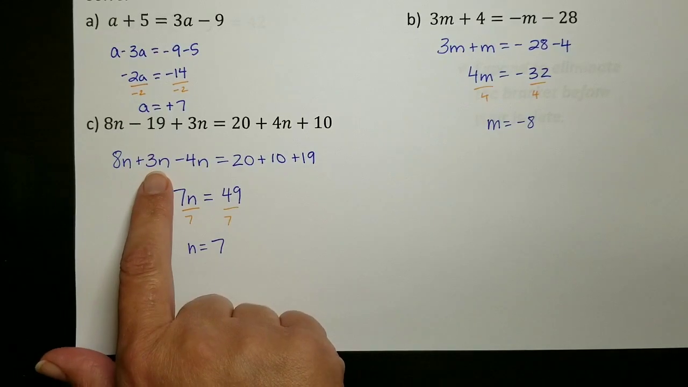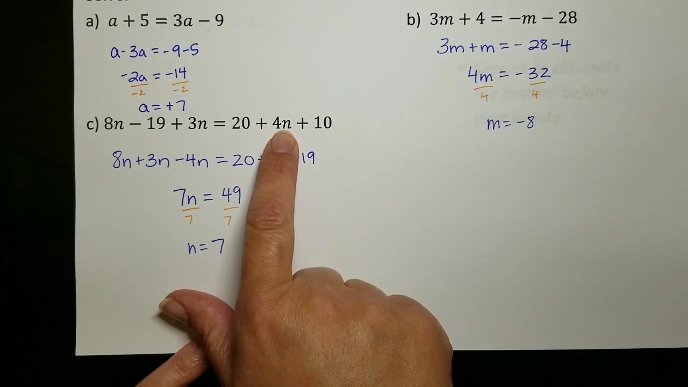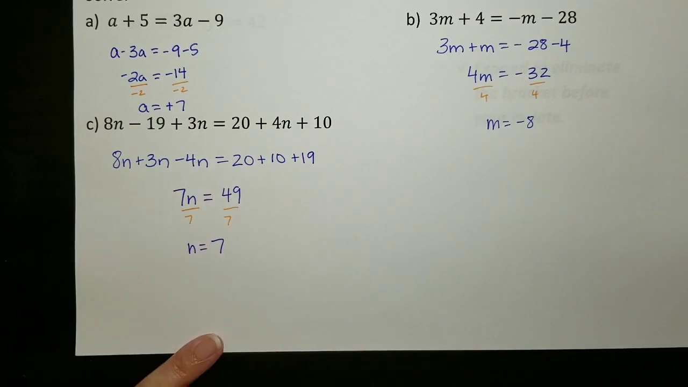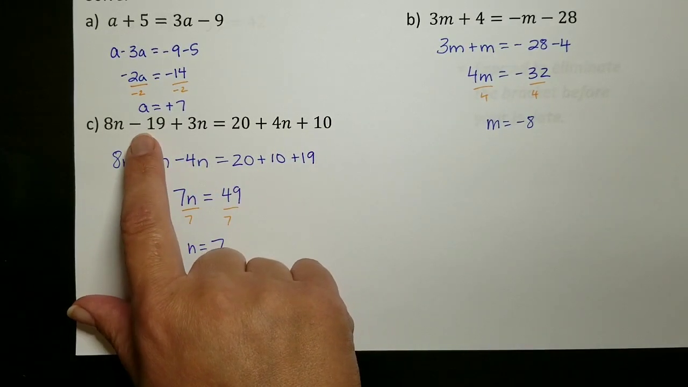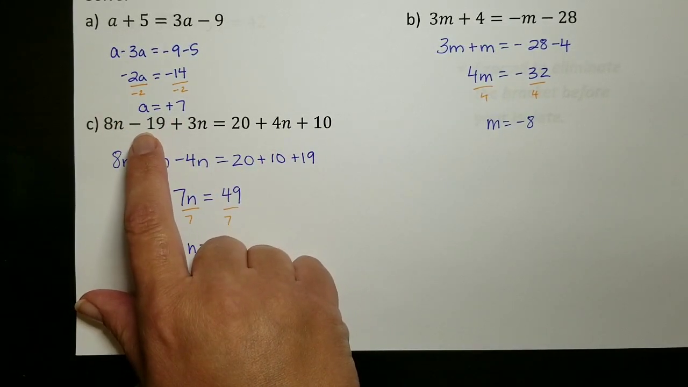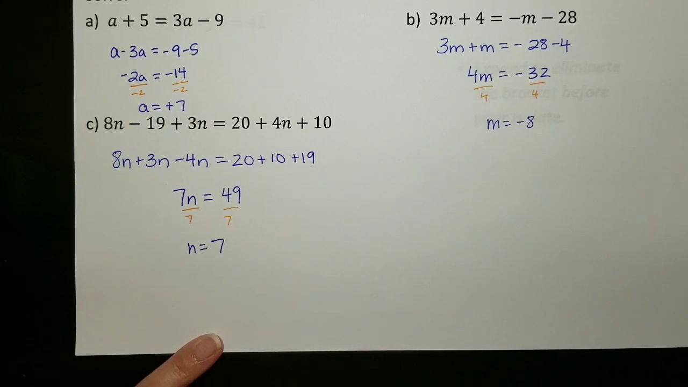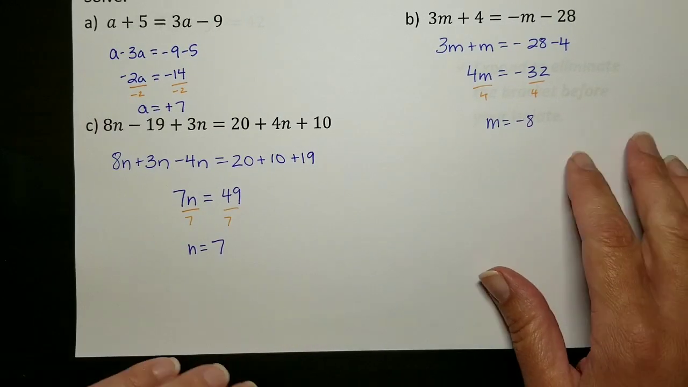So here I get 8n plus 3n that I had, and I'm undoing this plus 4n with a minus 4n, which will zero out over here, but I'll have a minus 4n on the left. Then here I had 20 plus 10, and I had a minus 19 that I have to undo with a plus 19. We end up with 7n equals 49, dividing by that 7 times n to undo the multiplication, and n is 7.